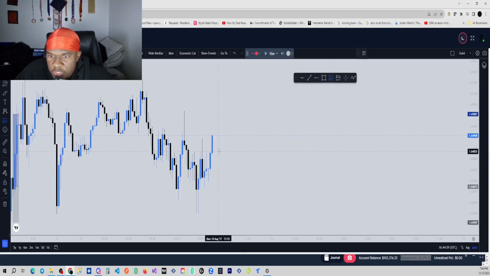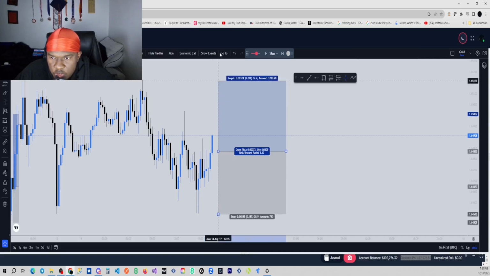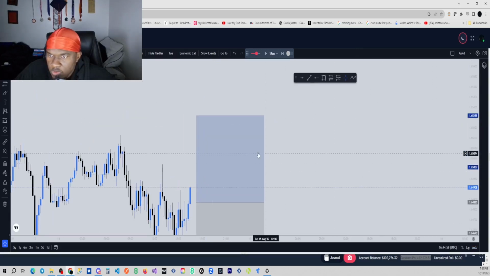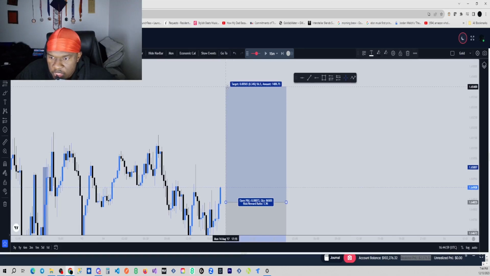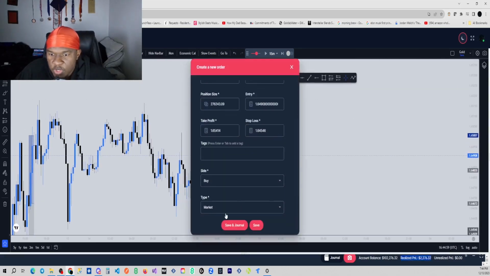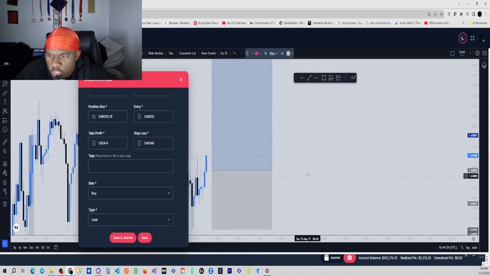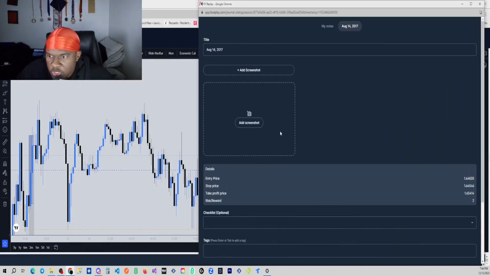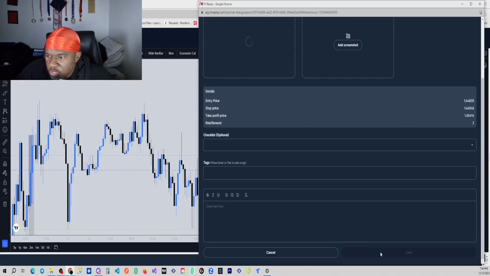All right, we're going to put a buy limit here. I like this. We're going to put a buy limit, go for 1 to 2 again. So this time, same thing, place order. But this time, instead of market execute, you hit limit. And then just to make sure entry is at the right side, 1.64835, excuse me. Stop loss, 1.64546. All right, perfect. So I'm going to save and journal this. Add screenshot if you want.